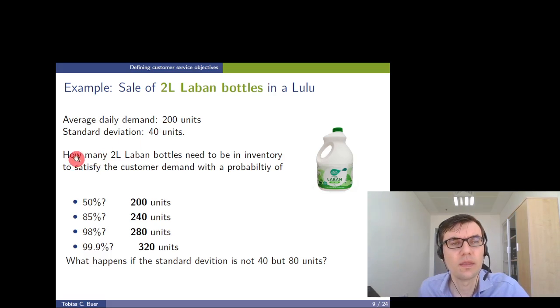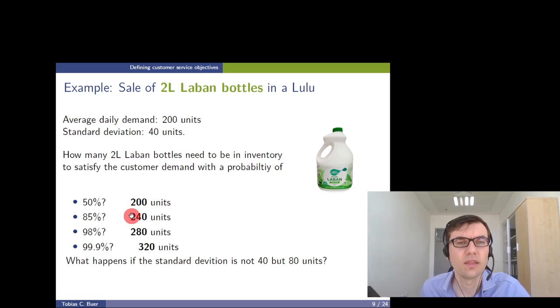So now the manager of the store wants to know how many of these 2-liter Laban bottles need to be in inventory to satisfy the customer demand with a probability of 50%, 85%, 98%, 99.9%. To satisfy half of the customer demand, or to satisfy the customer demand with a 50% probability, we take the same number as the average daily demand, 200.